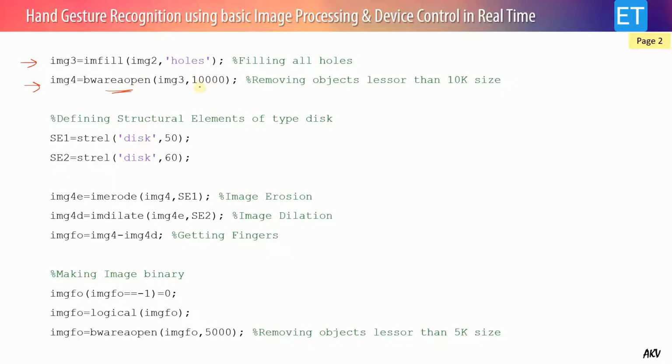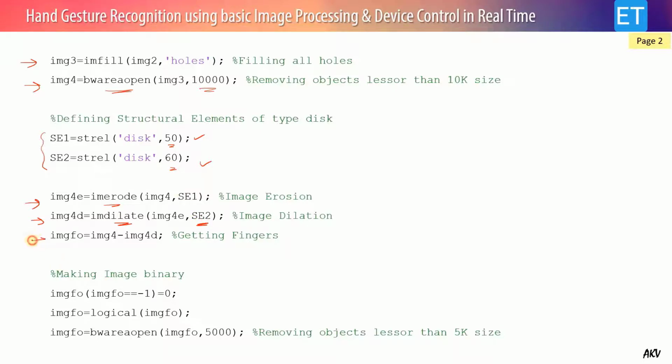So this will remove all the isolated areas up to the 10,000 pixel crop. And now we are defining the structural elements of type disk of radius 50 and 60. So they will be used for erosion and dilation. So img4e is the image which is eroded by the command imerode. So your image 4 is eroded with a structural element SE1, I mean of the disk size 50. And after that, the same image is dilated with the structural element disk of size 60.